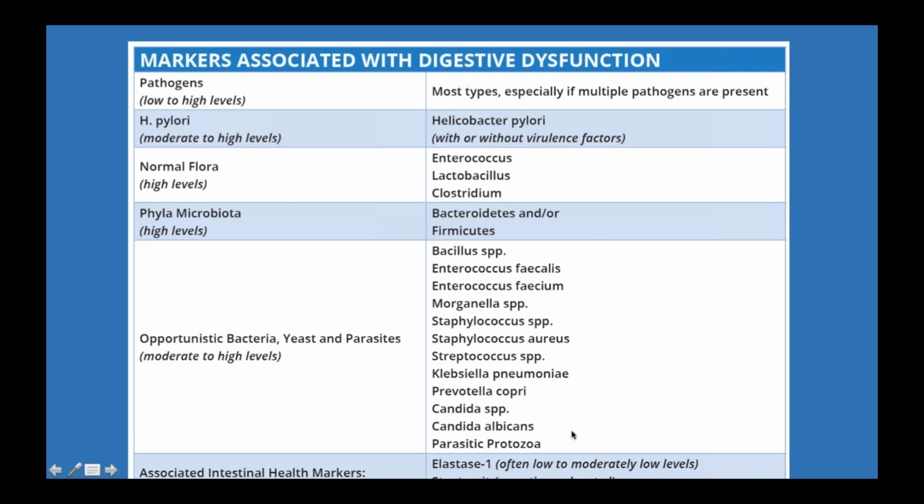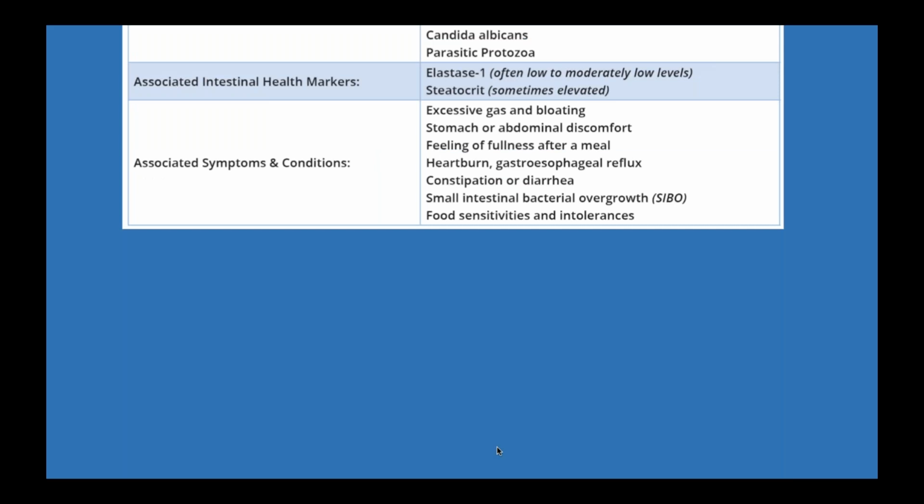And then various parasitic protozoa. So it's not entirely clear why we tend to see them under conditions of reduced digestion, but it's also possible that those undigested foods tend to overfeed certain opportunists, including parasites. Then in terms of intestinal health markers, we often but not always see elastase reduced. Of course, that's confirming that overall digestion is impacted, especially in terms of the pancreatic output.